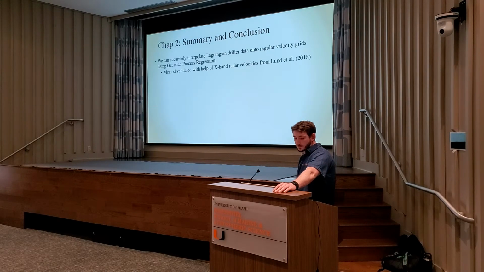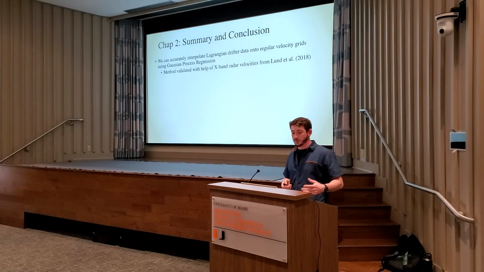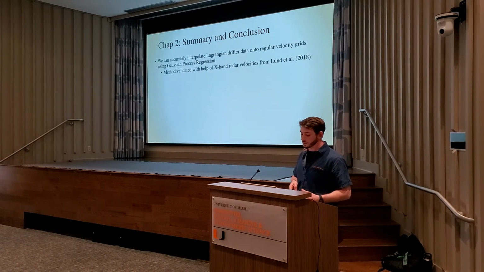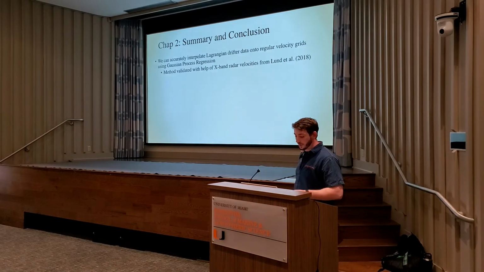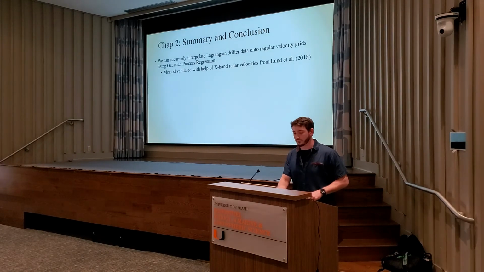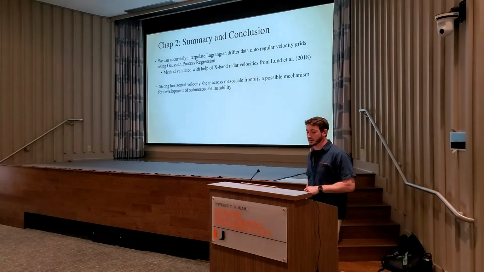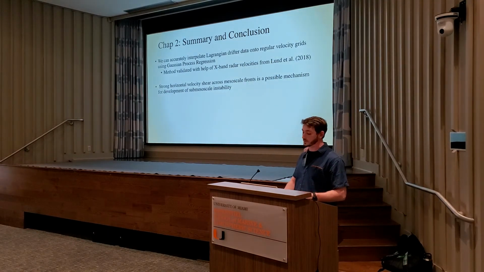So to summarize, we can pretty accurately develop these Eulerian velocity fields using Lagrangian data with the help of the validation and calibration really from the experimenter velocities. There's strong horizontal velocity shear across this mesoscale front, which is most likely the mechanism for the development of these submesoscale instabilities.